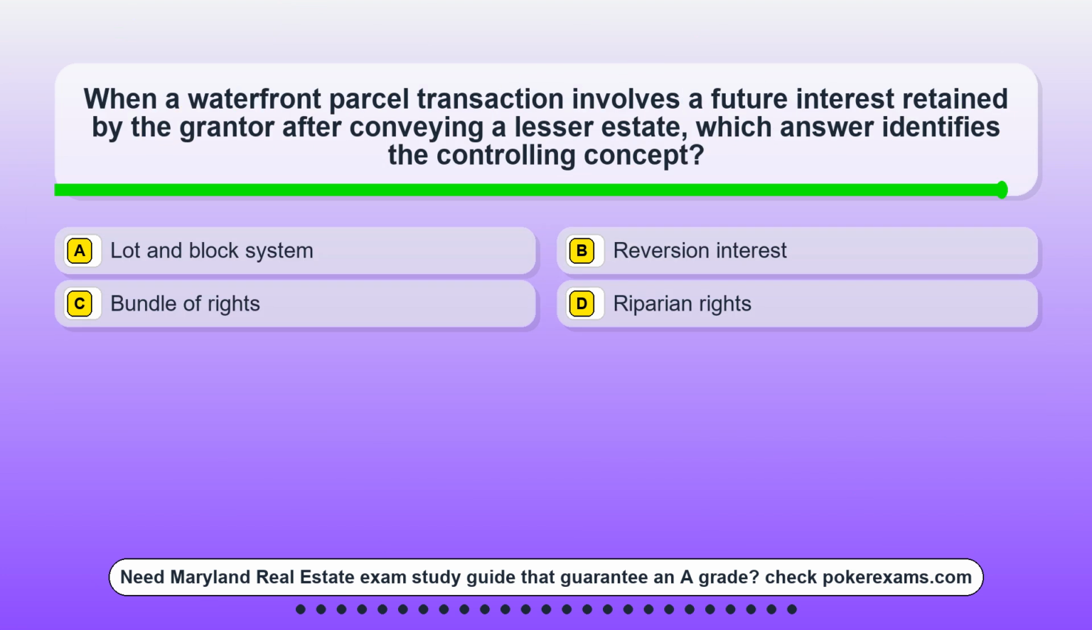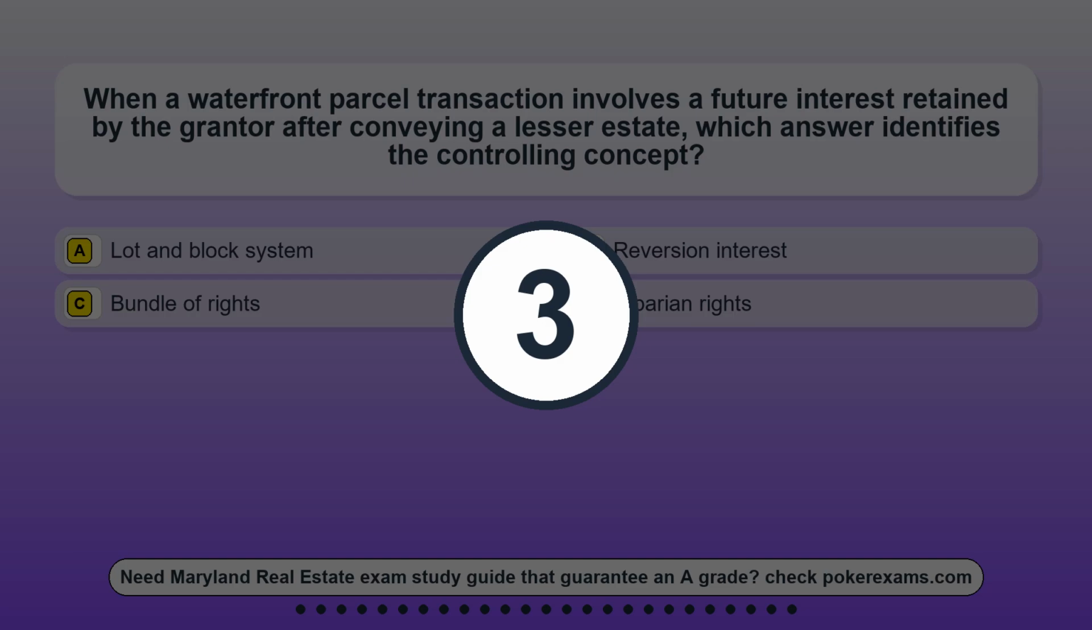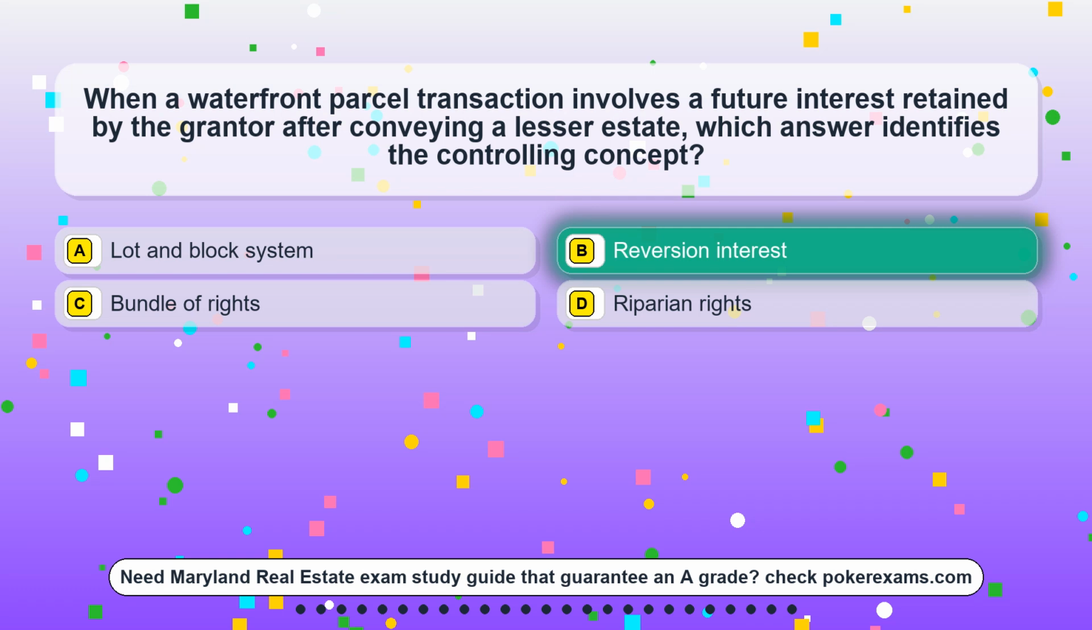Question 8. When a waterfront parcel transaction involves a future interest retained by the grantor after conveying a lesser estate, which answer identifies the controlling concept? Option A, lot and block system. Option B, reversion interest. Option C, bundle of rights. Option D, riparian rights. The correct answer is option B, reversion interest.